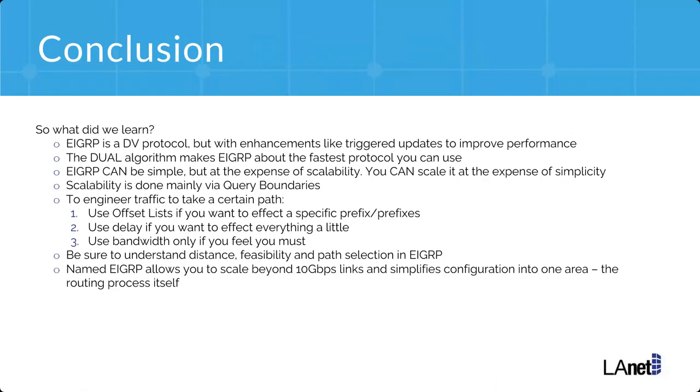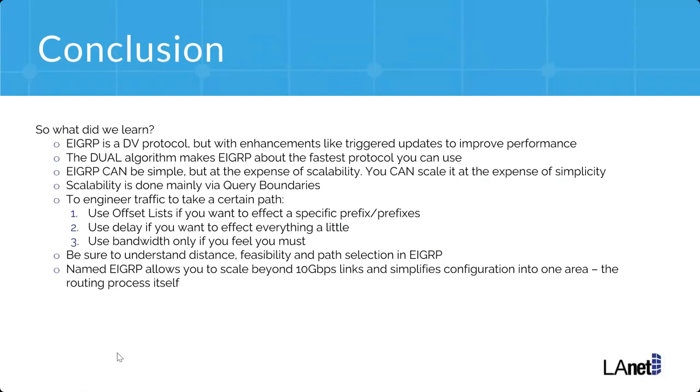Remember that scalability is done mainly via query boundaries. Those queries auto-propagating is the real challenge with scalability, right? So when I have network changes, it does cause these problems with query changes. In fact, EIGRP can end up chewing up a lot of bandwidth, megabits and megabits worth of bandwidth, if you're not careful with those queries. And so we want to set up query boundaries if we're going to scale out EIGRP.